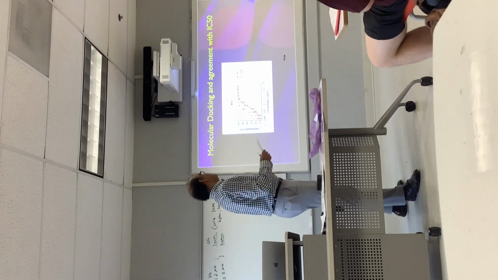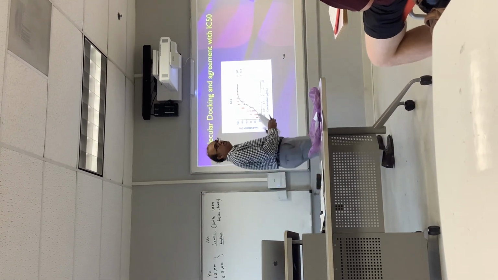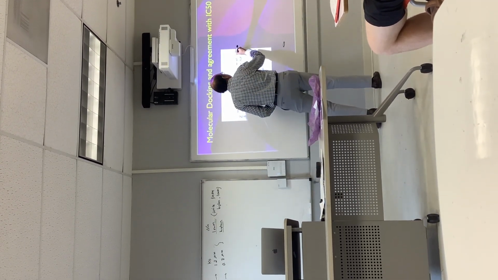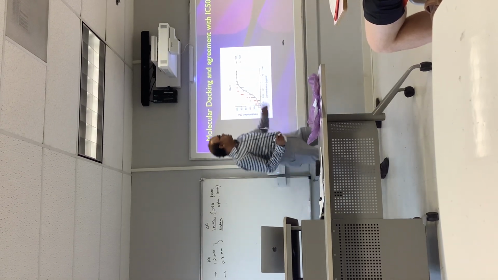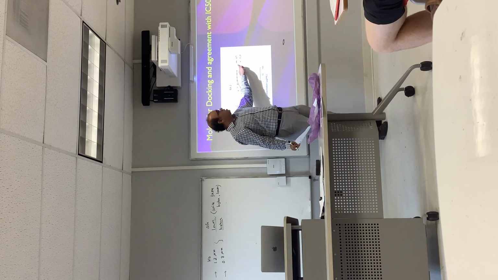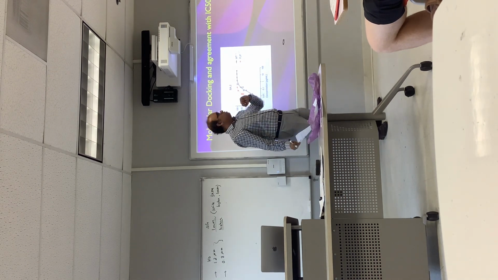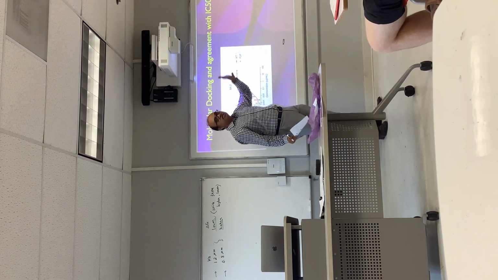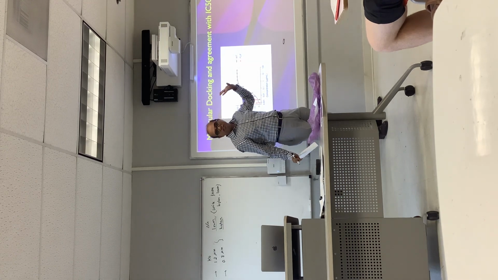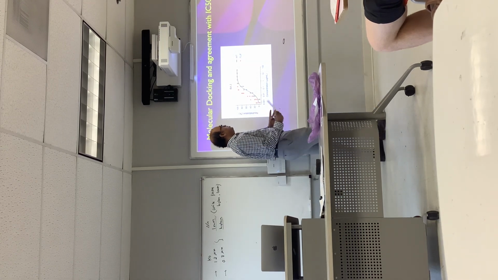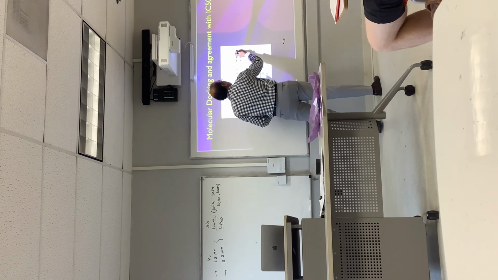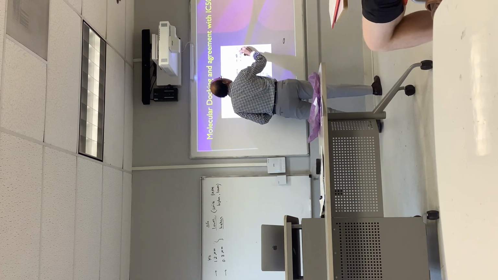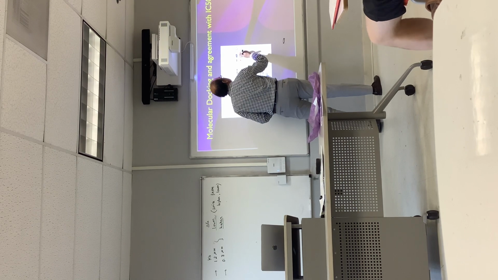So what is IC50? IC50 refers to the concentration of a drug or inhibitor needed to inhibit a biological process by 50%. Okay? Now look at this. Let's say these are two drugs. I'm not going into detail. Let's say this is ligand number 1, and this is ligand number 2. Okay?